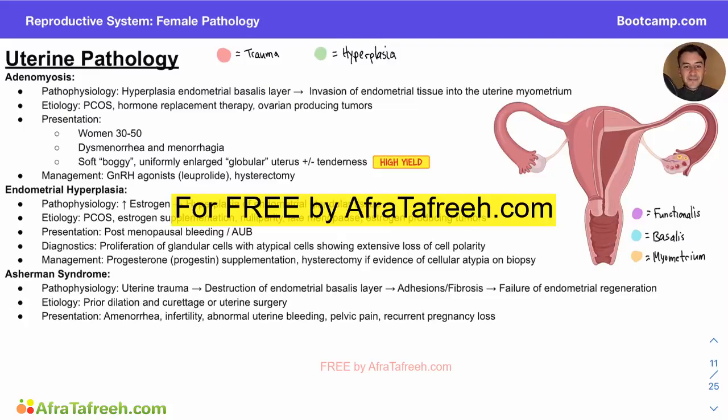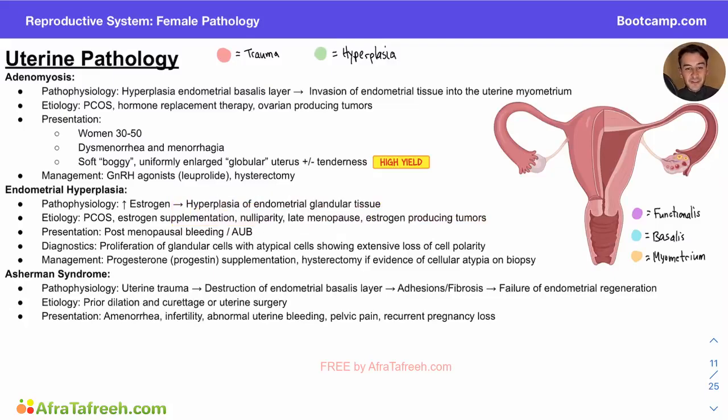Alright guys, let's get busy talking about our uterine pathologies. We're going to be talking specifically about uterine pathologies relating to different layers of uterine tissue. So let's go ahead and do a quick review of those layers to orient ourselves to talk about pathology here in a couple of minutes.